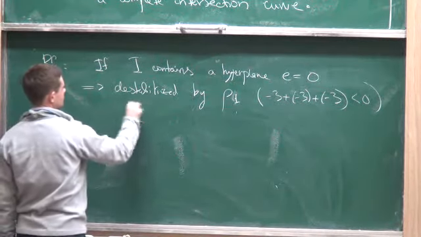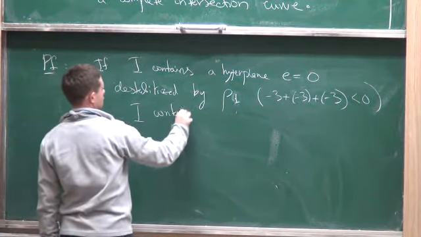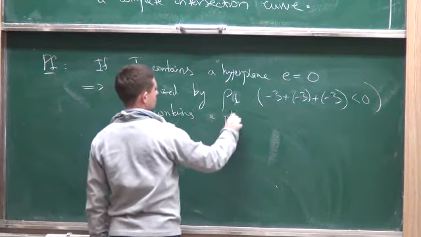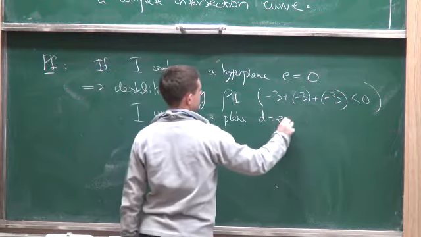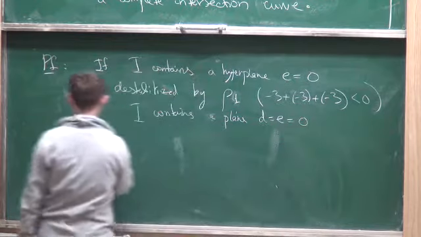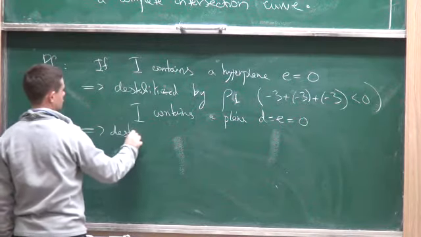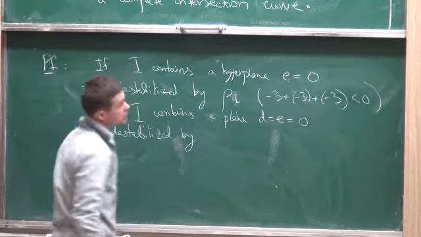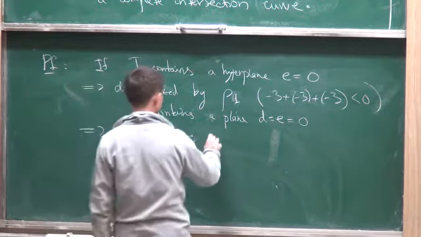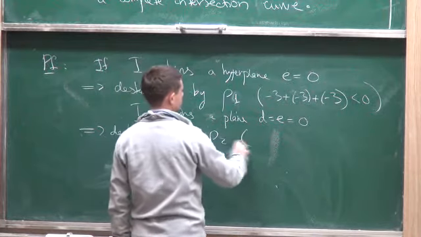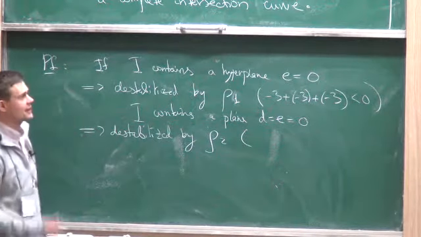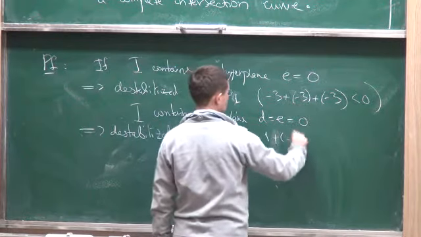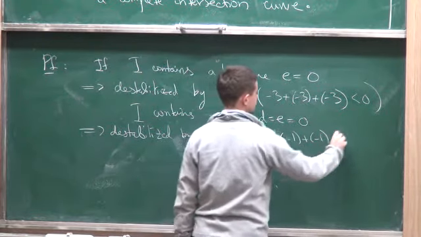If I contains a plane, let's say given by the equation d equals 0, then it's destabilized by rho 2, because then the weight of each quadric in the net is at most -1, which means the sum of the 3 weights is negative.